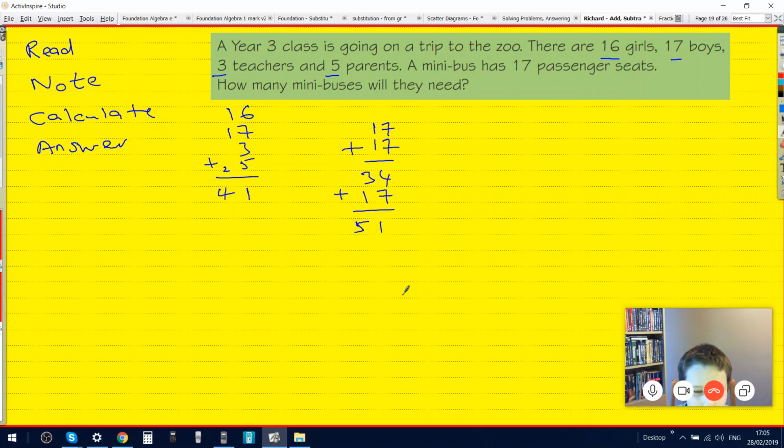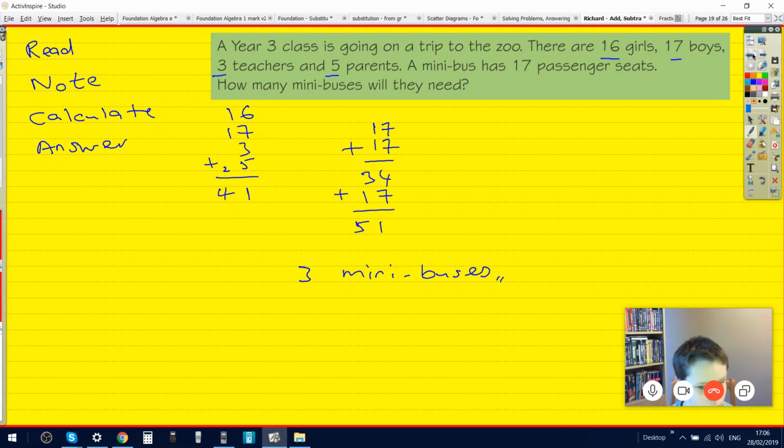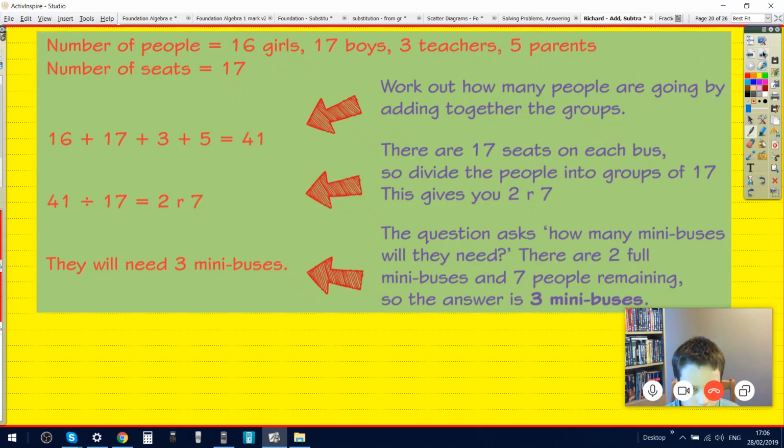They would need 3 minibuses. Yes. In total. Yeah, and they'd have 10 spare seats. Yeah, 10 spare seats. So 3 minibuses in total. That's it. Well done. 3 minibuses.